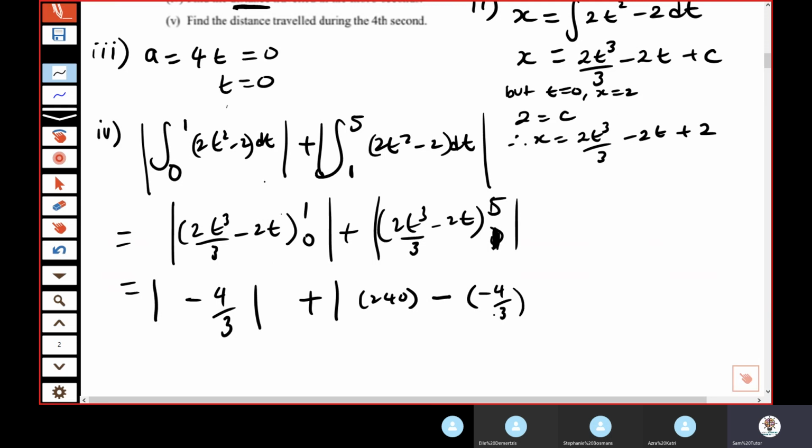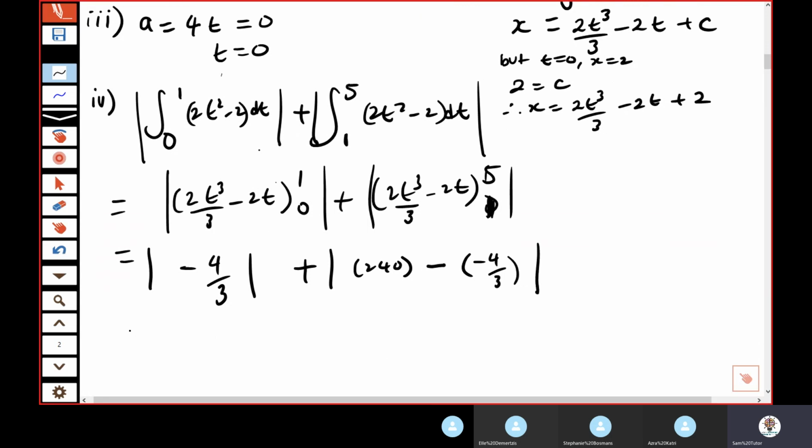But you don't just make that negative 4 over 3 into a positive. Right? You don't make that into an absolute value. It doesn't work like that. It's the whole thing. Done. The answer should be 4 on 3 plus 240 plus 4 on 3. And that's the answer we're looking for, which is 242 and 2/3.